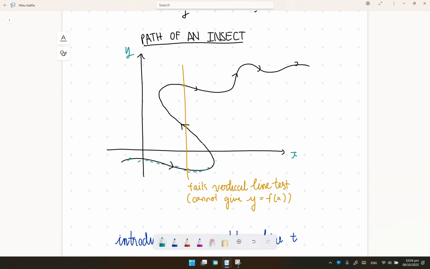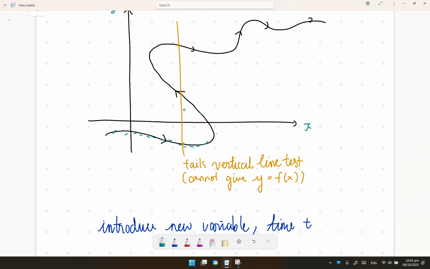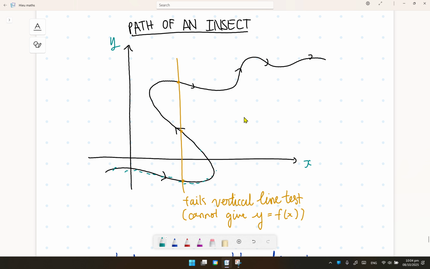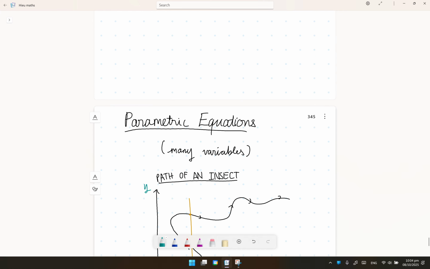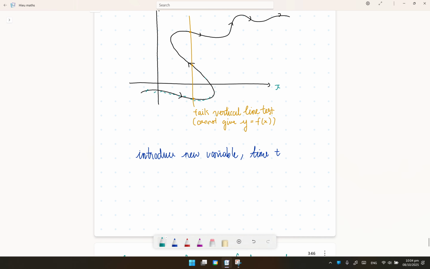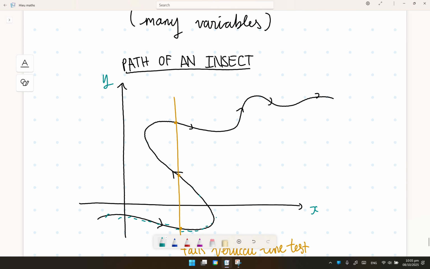We can't write it. Why? Because you can see how it fails the vertical line test. It's a graph where it's very hard to find how you plot it, how you express it in terms of y and x. You can't. And in the cases where we're going to be working on examples, and the cases where we're going to actually use parametric equations in real life, there's usually another variable, and in that case, that's time. And that's why it's called parametric.